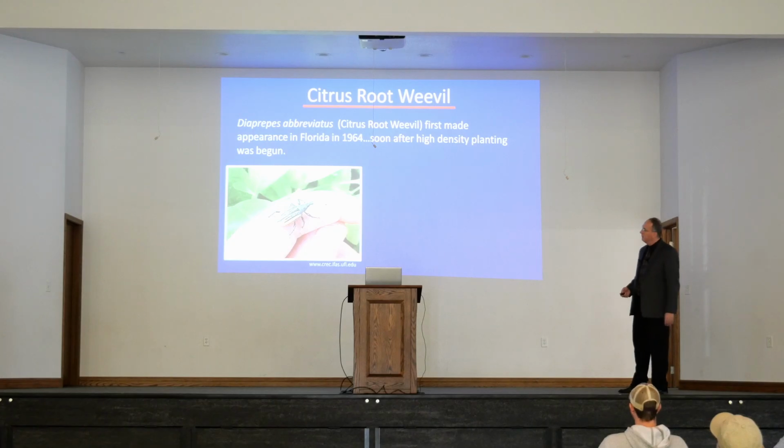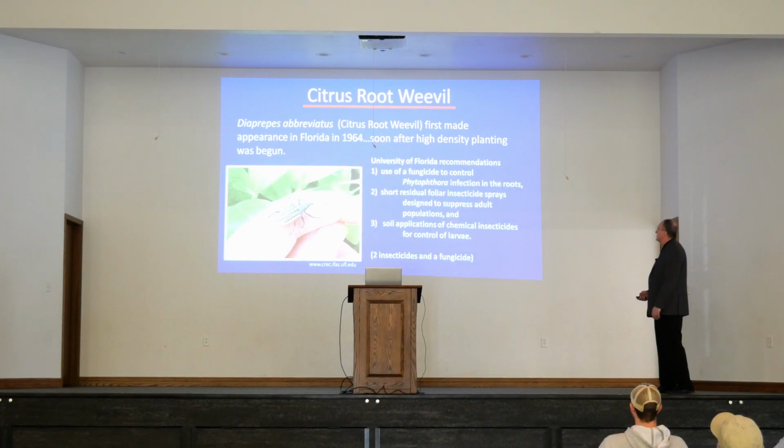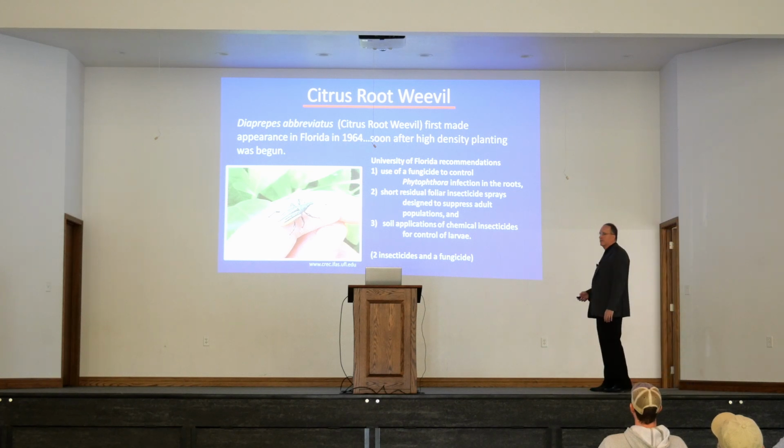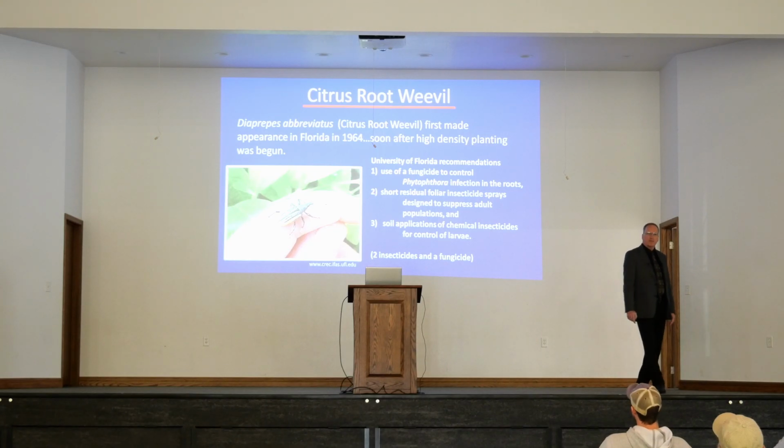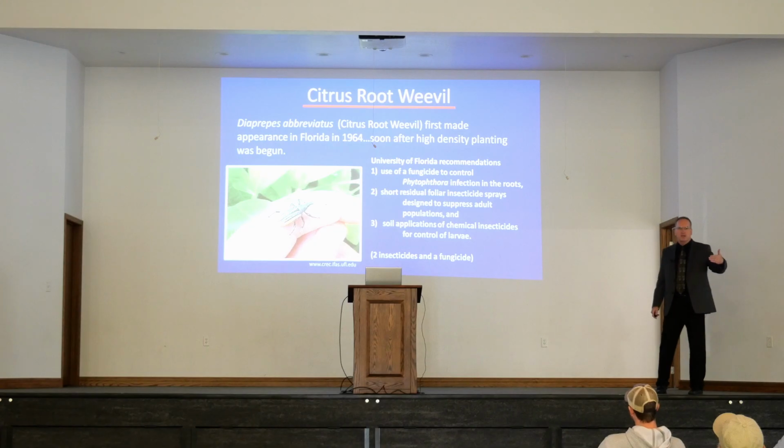So what did we do? Well, the University of Florida came in and said, you know what? We're going to put down 3 pesticides. One, we're going to put down a fungicide. We're like, fungicide? I thought the problem was the insect. No. We're going to put down a fungicide to control Phytophthora. Why is that? Because the roots were now getting infected by a fungus. These weakened roots were now being affected by a fungus for the first time. So they said we need to put down a fungicide in order to control Phytophthora.